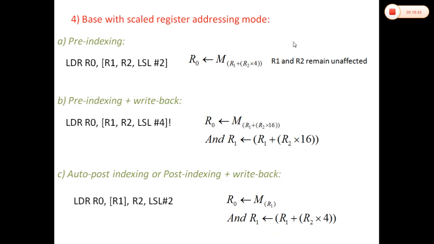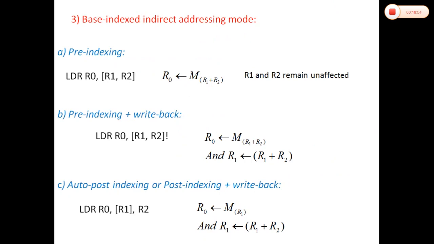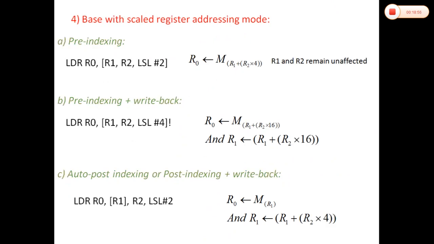So these are the various addressing modes, as we have seen, coming under memory access operand addressing modes: either register indirect addressing mode, register relative addressing mode, base index addressing mode, or base with scaled register addressing mode.